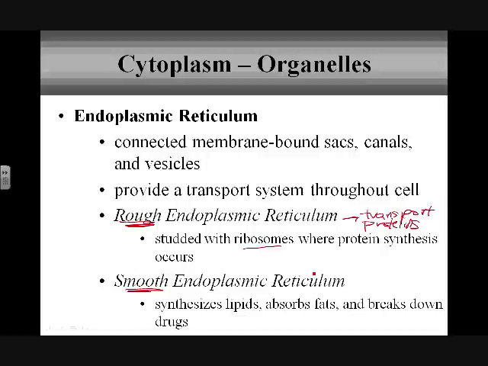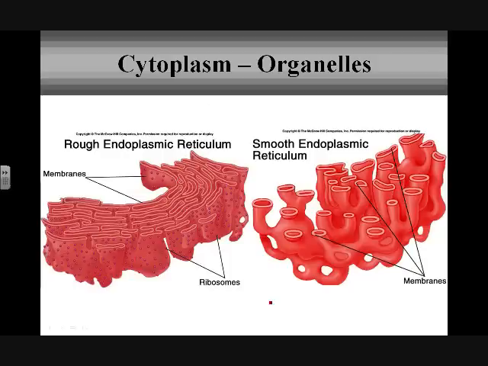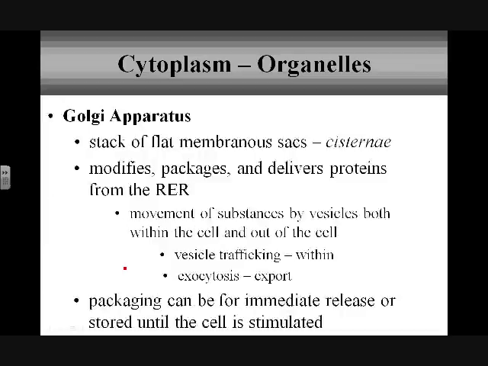Versus the smooth endoplasmic reticulum, which can transport, but a big role is that it's responsible for making lipids. It can absorb fats, and it breaks down drugs, those toxic substances. So we've got three separate roles here for the smooth endoplasmic reticulum. Showing here the idea of the rough versus the smooth, you can see that the smooth has more of a tubular appearance, rough being that weird membrane with all these studded ribosomes.